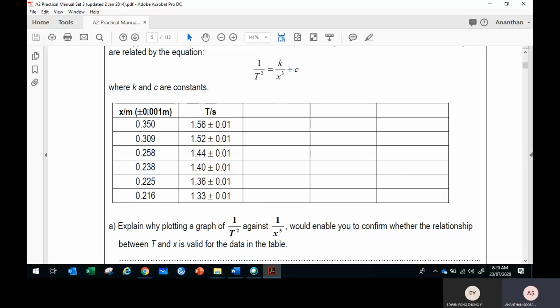So use your linear law. The equation is going to vary. So y equals mx plus c. Compare, and get what the gradient is and what the intercept is. Then you get the first one.